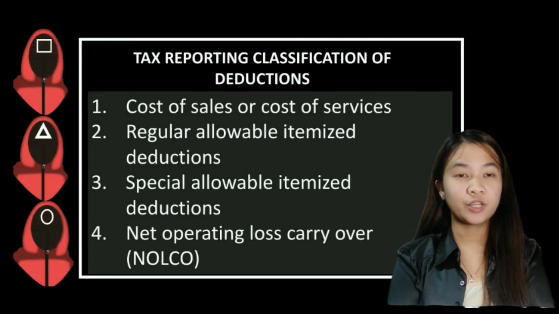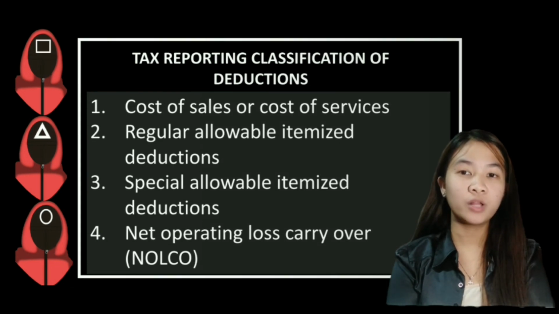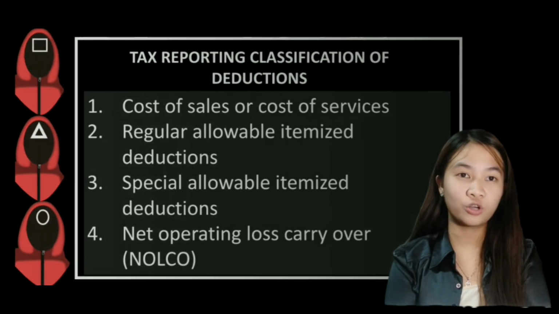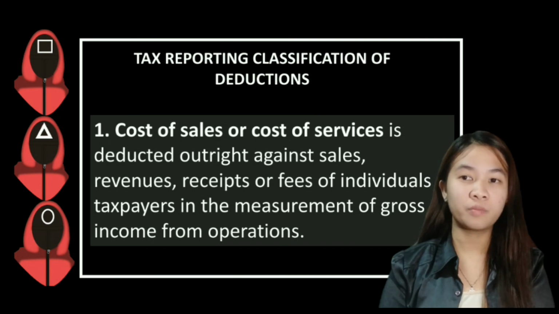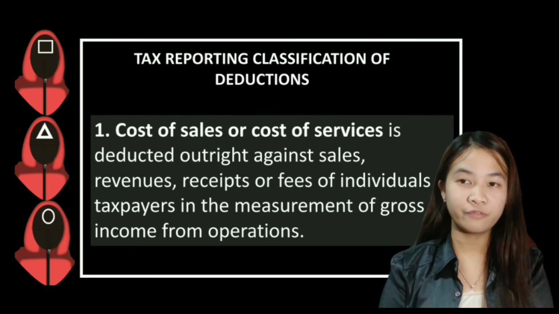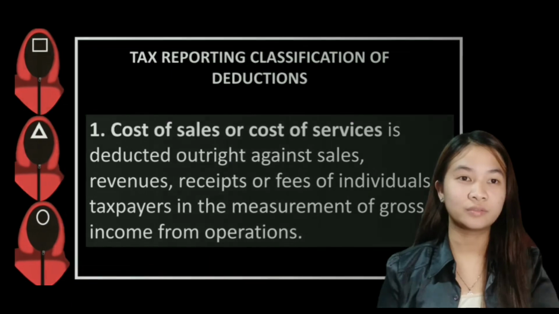There are 4 tax reporting classifications of deductions. Number 1. The cost of sales or cost of services. Number 2. Regular allowable itemized deductions. Number 3. Special allowable itemized deductions. And lastly, the net operating loss carryover, or known as NOLCO. Cost of sales or cost of services is the total of all costs used to create a product or services which has been sold in a particular accounting period. Under cost of sales, it is deducted outright against sales, revenues, receipts, or fees of individual taxpayers in the measurement of gross income from operations.